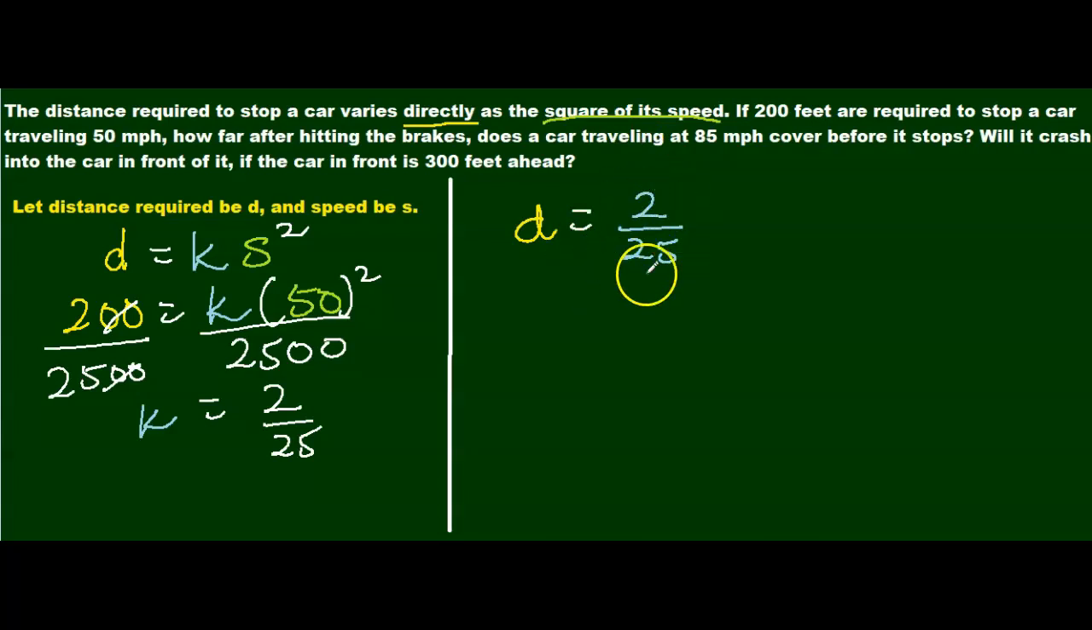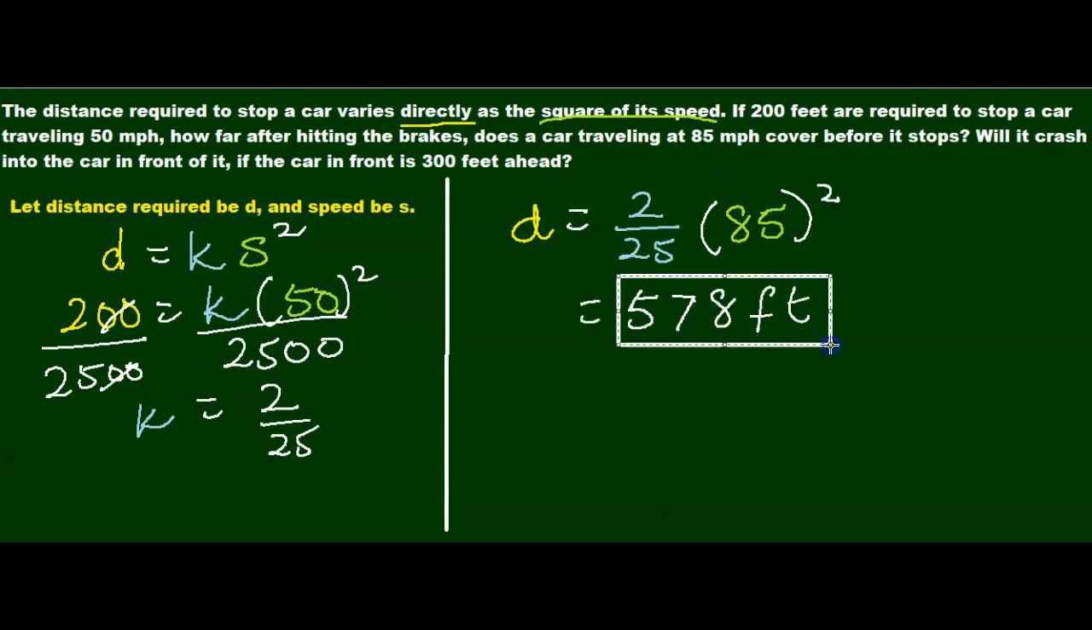It's a nice fraction, so you're just going to leave it as fractions when we're working on this. And our new speed is 85. Square it, and that gives me 578. These word problems are nice because you can use your common sense to check your work. If it takes 200 feet to stop a car at 50 miles an hour, we can figure that a car traveling at a faster speed will take a longer distance. In this case, we compare 200 and 578.